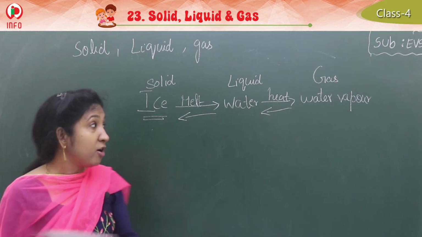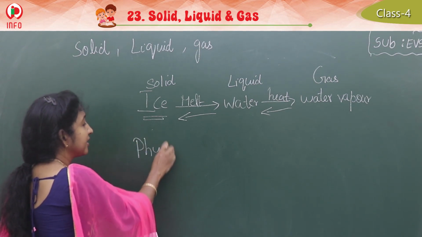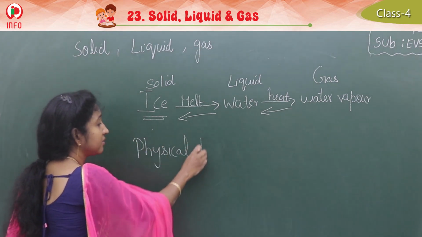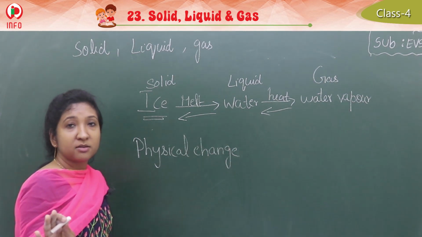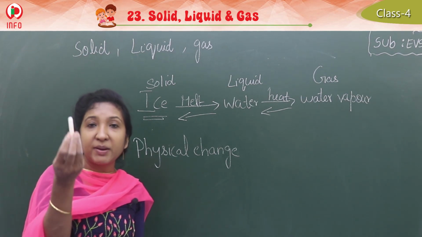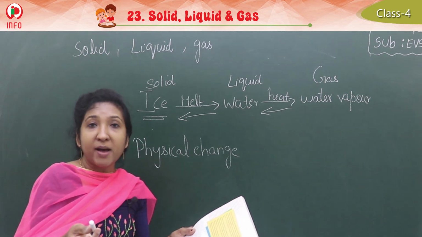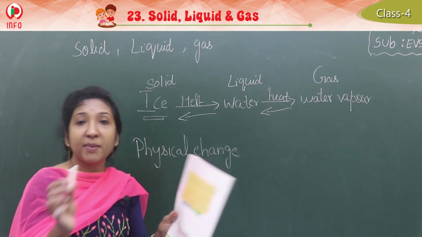Then we learned about physical and chemical change. Physical change we learned. Physical change means what? No new substances are formed. The nature of molecules remains the same. When we break a chalk or break a pencil into two parts, size and shape change, but a pencil remains a pencil, chalk remains chalk.